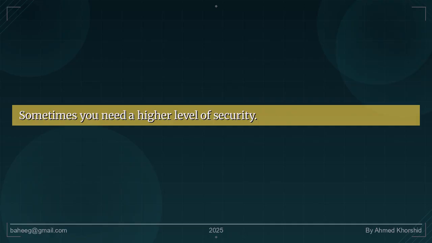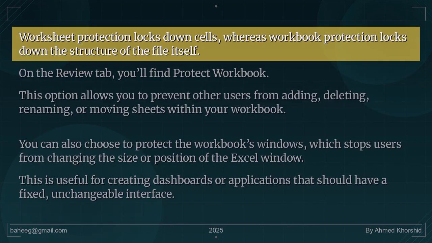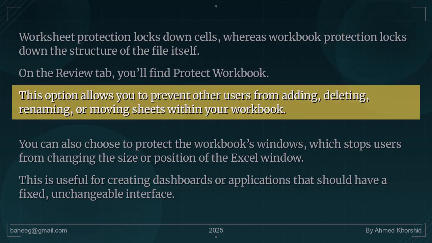Sometimes you need a higher level of security. Protecting a workbook is different from protecting a worksheet. Worksheet protection locks down cells, whereas workbook protection locks down the structure of the file itself. On the Review tab, you'll find Protect Workbook. This option allows you to prevent other users from adding, deleting, renaming, or moving sheets within your workbook.